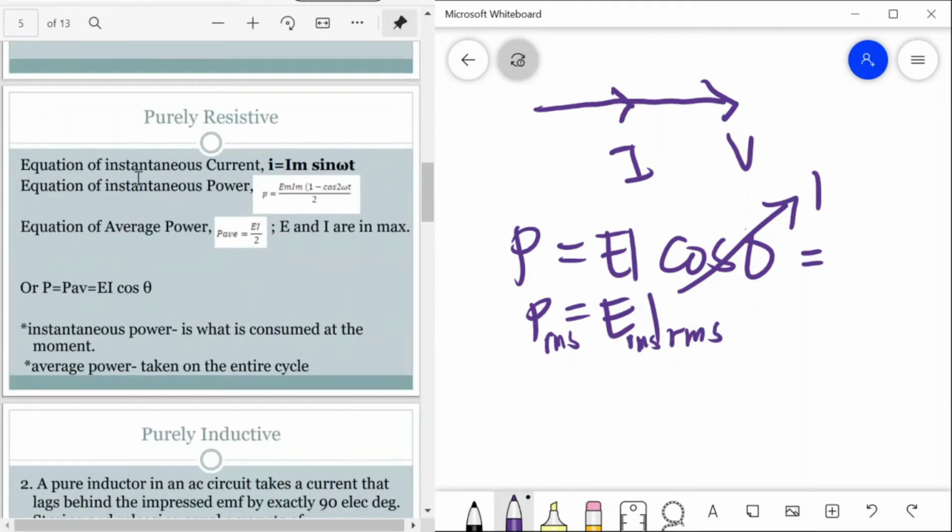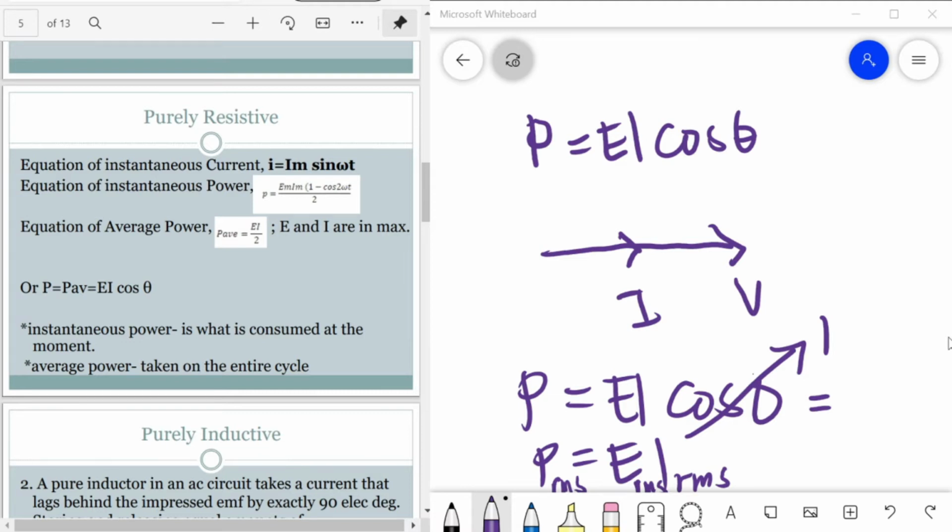Purely resistive, the equation of instantaneous current is equal to Im sine omega t. The equation of instantaneous power, small p, is equal to Im 1 minus cosine 2 omega t over 2. I based this on the videos that I posted in your MVLE, the pure R, pure L, and pure C.